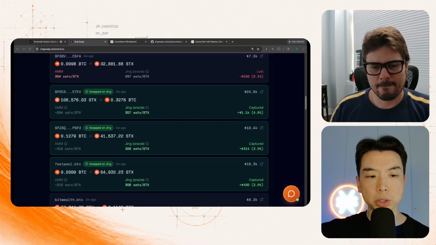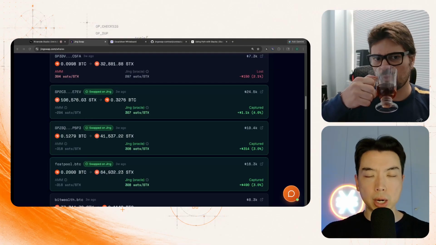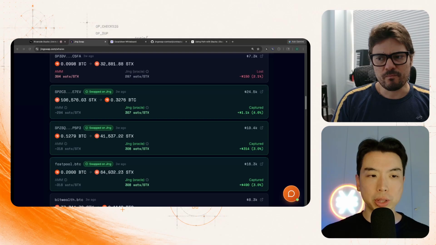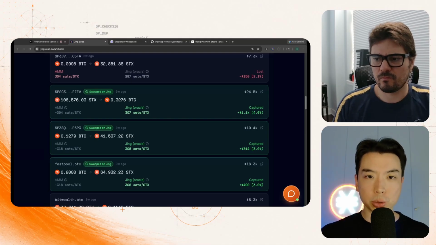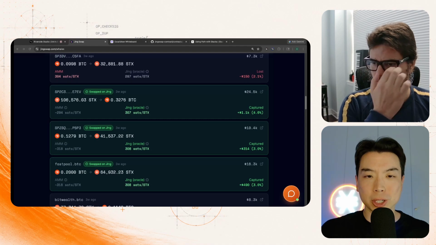So if I can summarize a little bit as to the whole purpose and advantage of JingSwap, especially for people that are not really familiar with institutional swaps, or swaps that deal with a huge amount of assets, right?